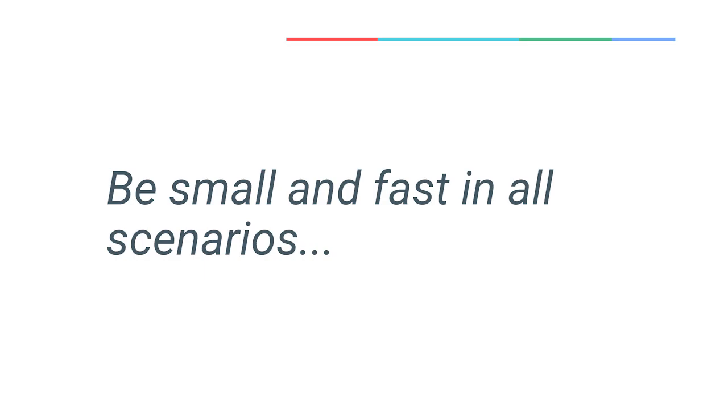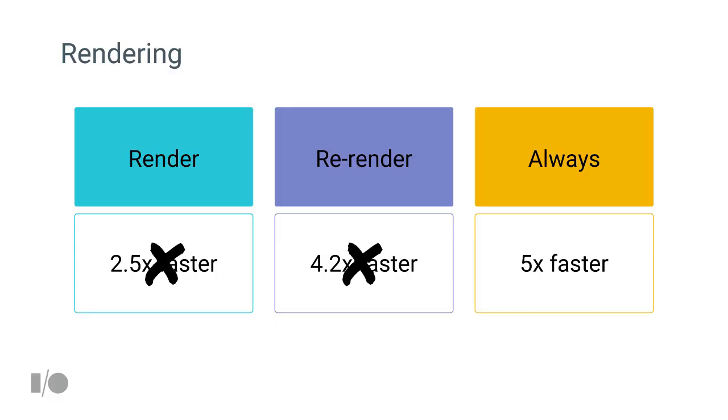First, with performance. You've heard me use the word fast a number of times now. Our goal was really to be small and fast in all scenarios that you would use Angular. So in the beta phase, when we took a look at how we were doing, we analyzed ourselves against Angular 1. And what we found is that on initial render, we were 2.5 times faster than Angular 1. And when the browser had already seen that view on re-render, we were about 4.2 times faster. And we thought this was cool, but we really wanted to be better.